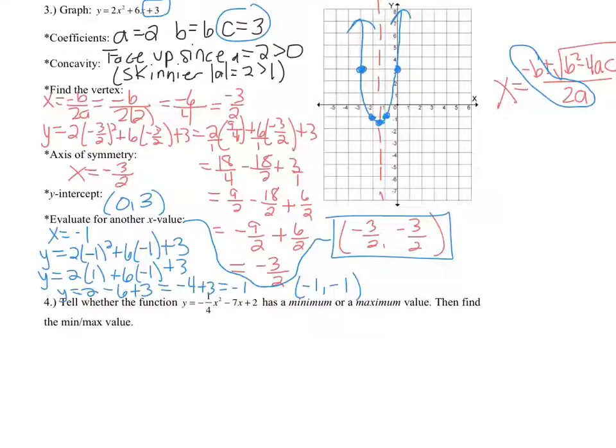So that's the process in general. You identify A, B, and C. The A value tells you whether it faces up, if it's positive, or down if it's negative, and whether it's skinnier or wider. So if the absolute value is greater than 1, it's skinnier, less than 1, wider. We calculate the vertex. If you're in standard form like this, to find the vertex, the x-coordinate is always the opposite of the b value divided by 2 times the a value.